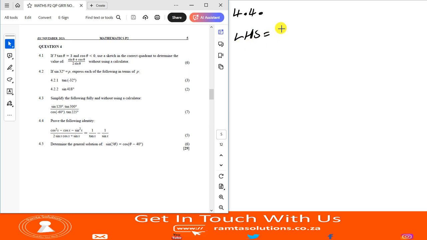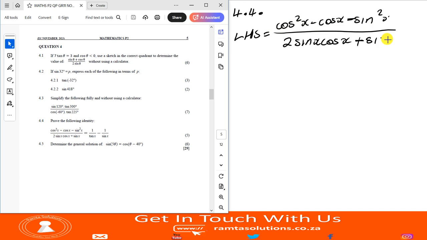So it is cos square x, cos square x minus cos x minus sine square x all over 2 sine x cos x plus sine x.